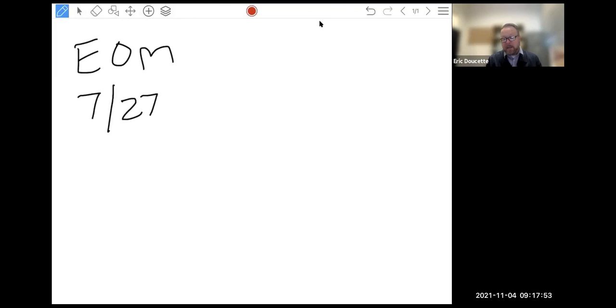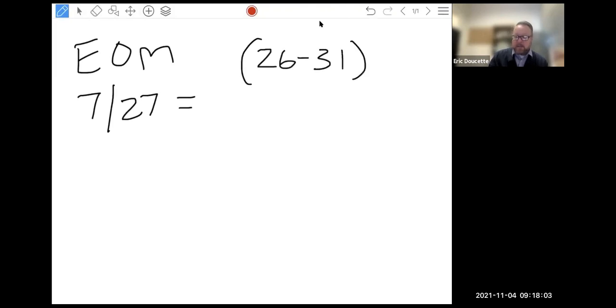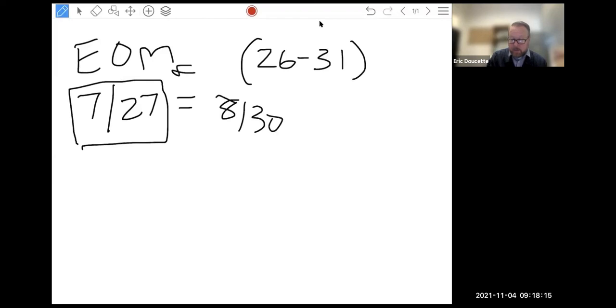That's when you bought it. On the end of month terms, since it's basically the 26th through the 31st, if it's dated in there, it's going to follow these terms. So this one's dated the 27th. So when is it due? Not the 30th of the next month. So not 8/30, but the following month. So it's actually going to be due on 9/30.